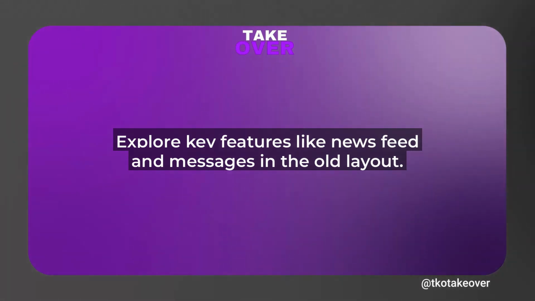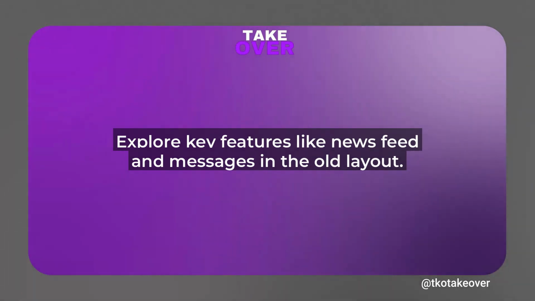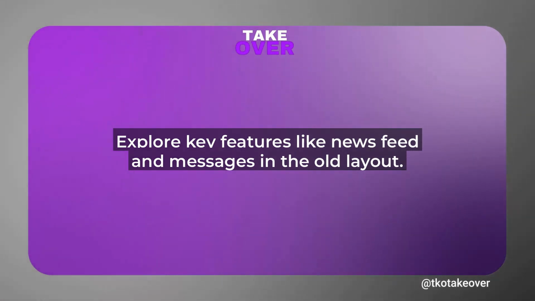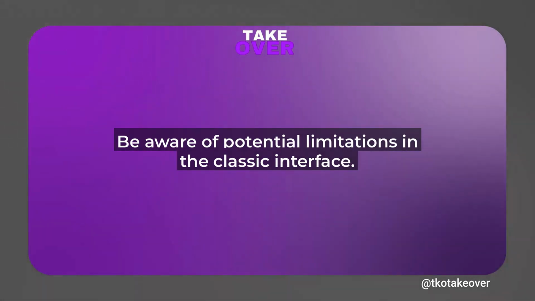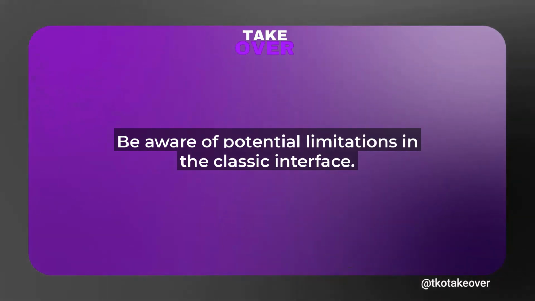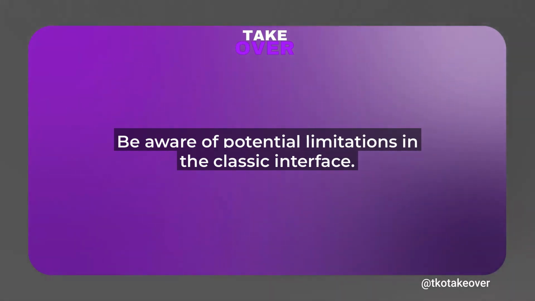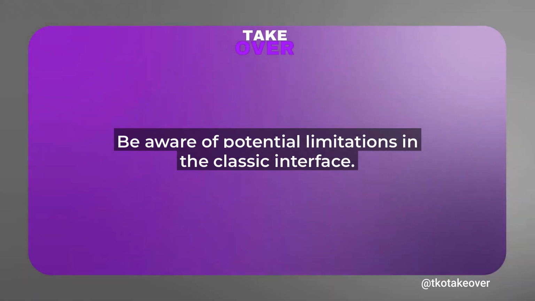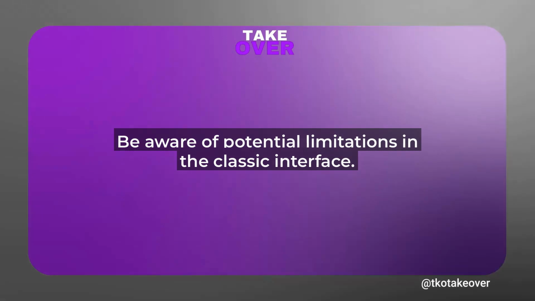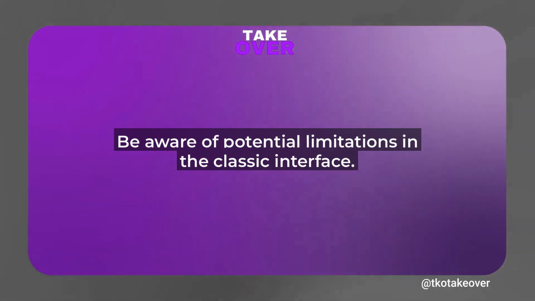Now that you're in the older version, let's navigate it quickly. The news feed is front and center, just like before. To check messages, click on the Messenger icon at the top. For friends and profiles, use the left sidebar menu. It's straightforward, but remember, some features from the new version might not be available here, so double-check for any missing tools.